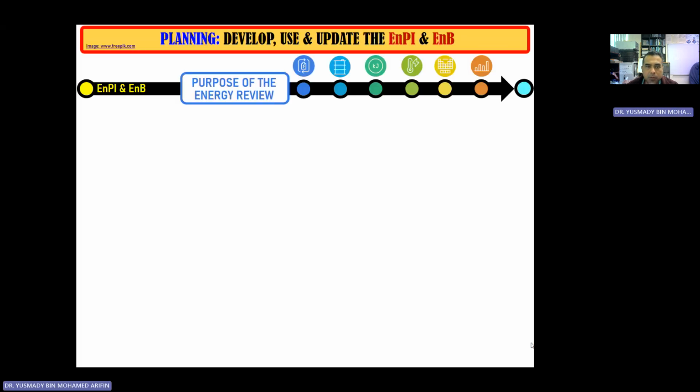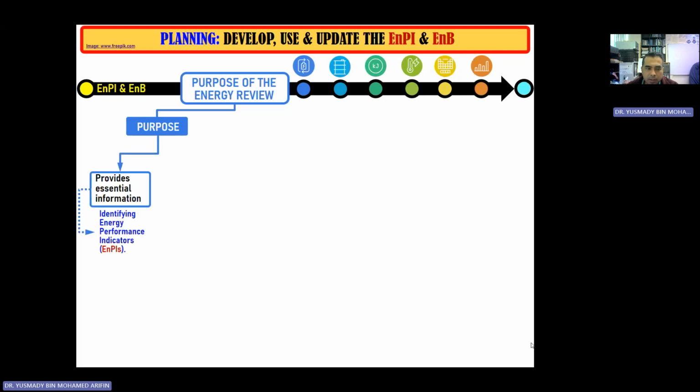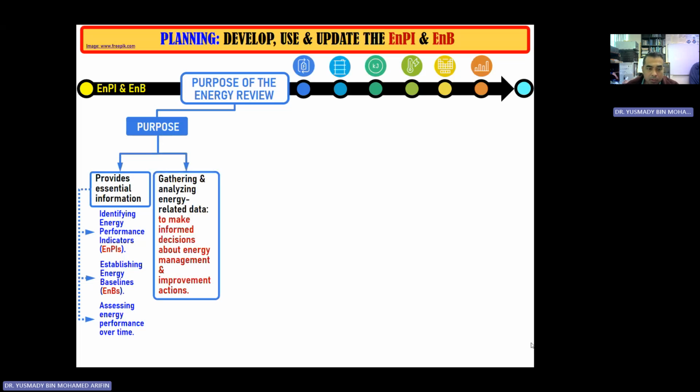Purpose of the energy review. The purpose of the energy review is to provide essential information in terms of identifying energy performance indicators, ENPI, establishing energy baselines, ENBs, and also assessing the energy performance over time. Also, the purpose of the energy review is gathering and analyzing energy related data to make informed decisions about energy management and improvement actions.